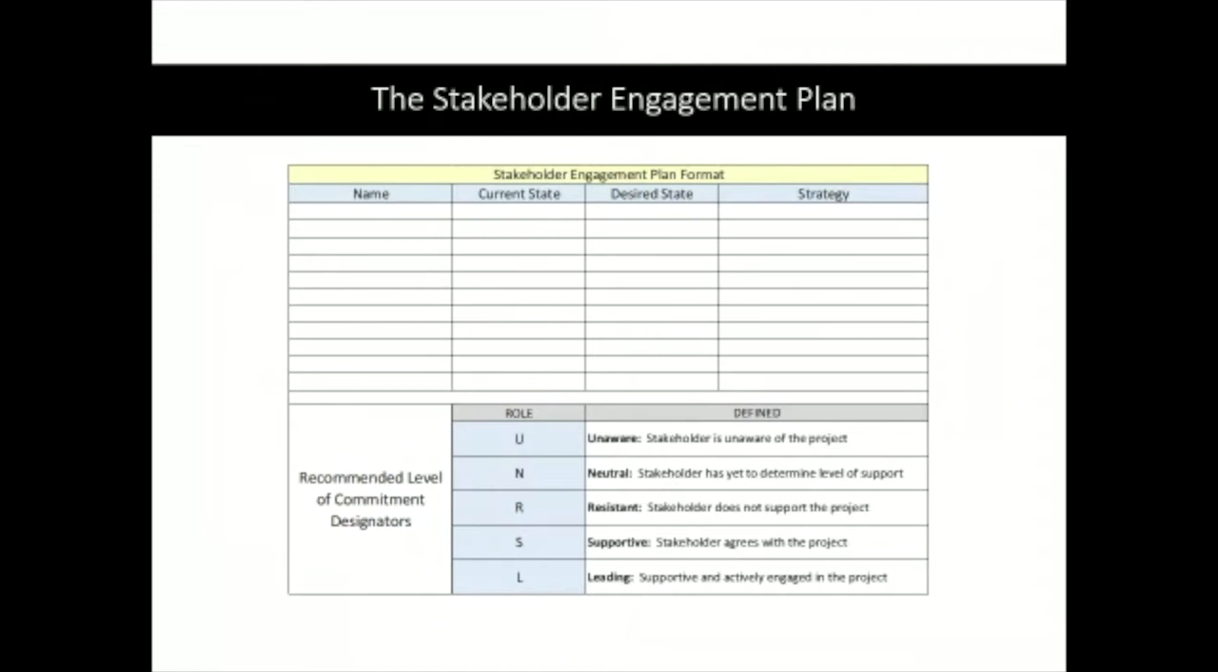This next designator, resistant, this is what's going to get you into trouble if you go ahead and share this with the world. There's an old saying that I learned many, many years ago: praise in public and punish in private. And if I put down somebody as an R in the current state and I send this out to the world, I am punishing them. I'm basically telling them that they are just not supportive of the project. And then if my desired state is supportive or neutral or whatever the case may be, and then I come up with a strategy, wow, this is like a time bomb.